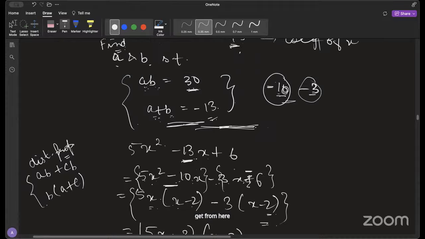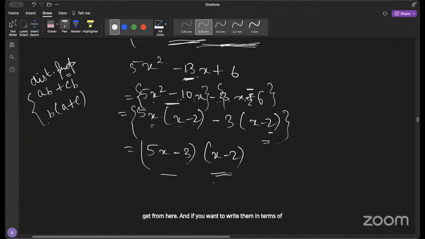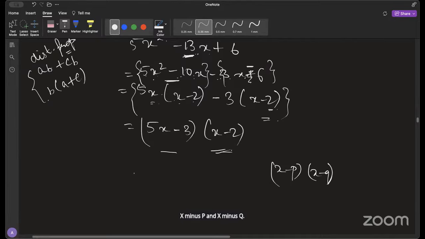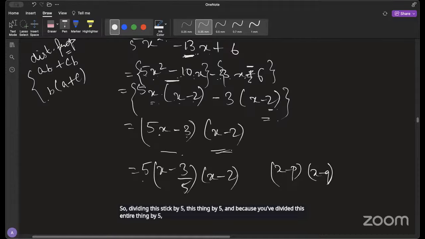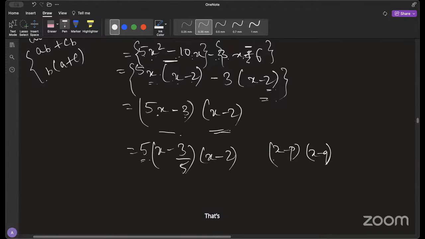And if you want to write them in terms of x only, because you wanted to write them as x minus p and x minus q, you can write this as x minus 3 by 5. Just divide this entire thing by 5, but then you'll have to multiply by 5 too, and x minus 2. So dividing this thing by 5, and because you've divided it by 5, you need to multiply by 5. That's all. So this now looks exactly of this form, the intercept form.